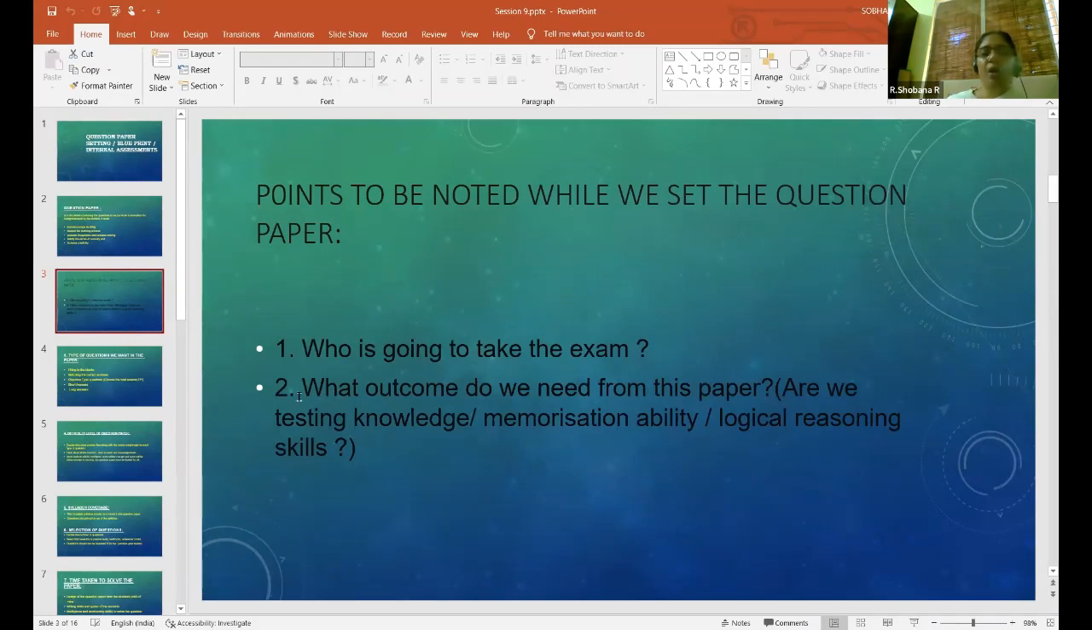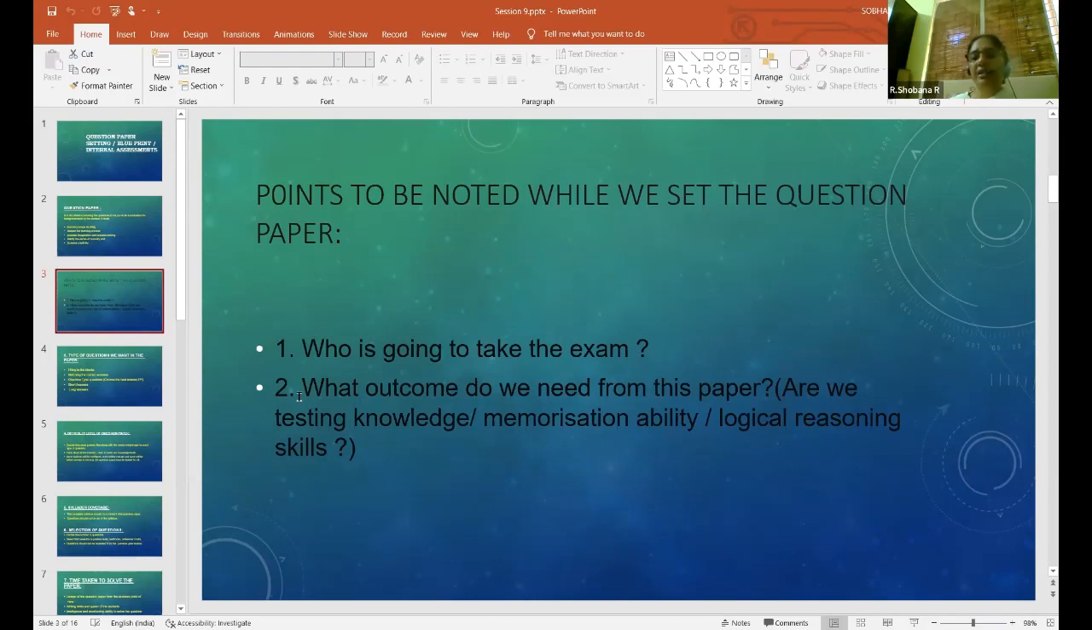Secondly, what outcome do we need from this paper? Are we going to test knowledge? Are we going to test memorization ability? Are we going to test logical reasoning skills? These are the various characters you have to consider when you set the question paper. So what is it that you are going to test?